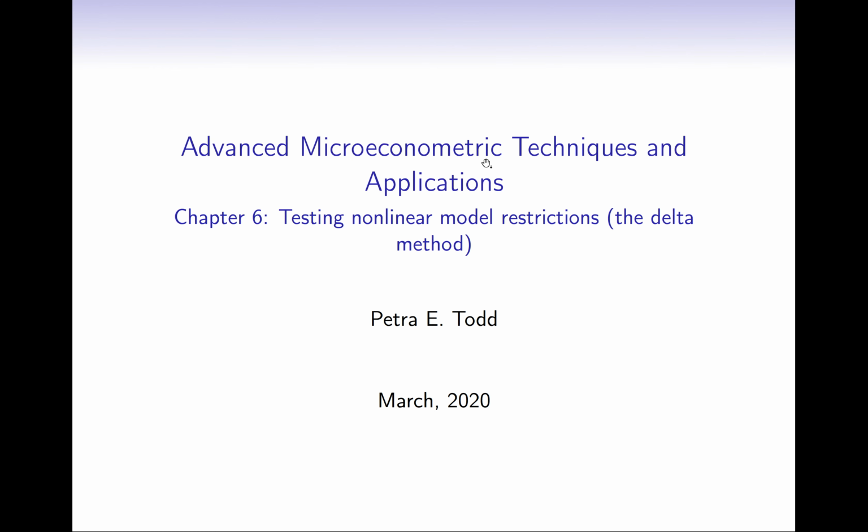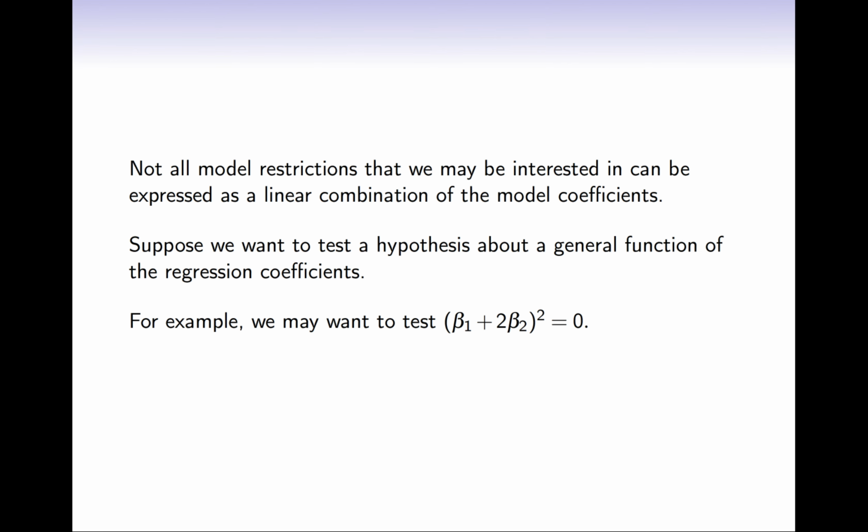Okay, in this chapter, we're going to look at methods for testing nonlinear model restrictions. This general approach that I'm going to describe is also called the delta method. In the previous chapter, chapter 5, we did tests that are linear combinations of model coefficients, like beta 1 equals beta 2, or beta 2 equals 2 beta 3, or beta 3 equals 4. Those are all linear restrictions.